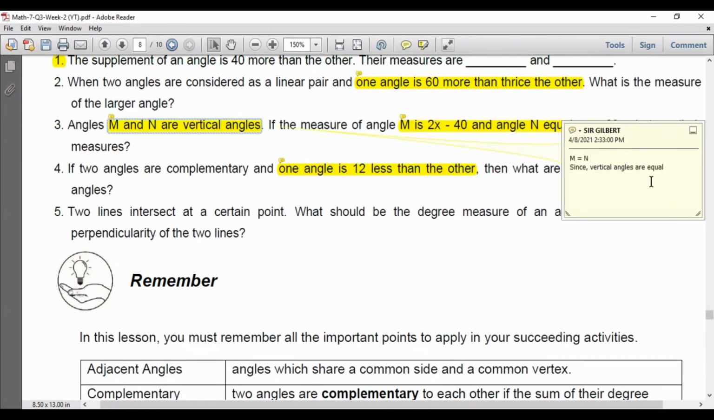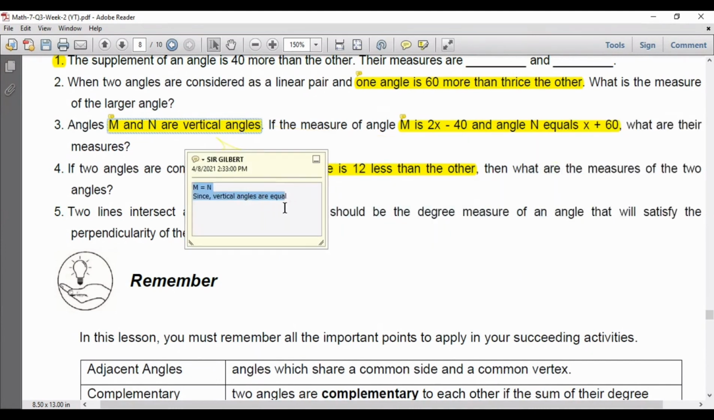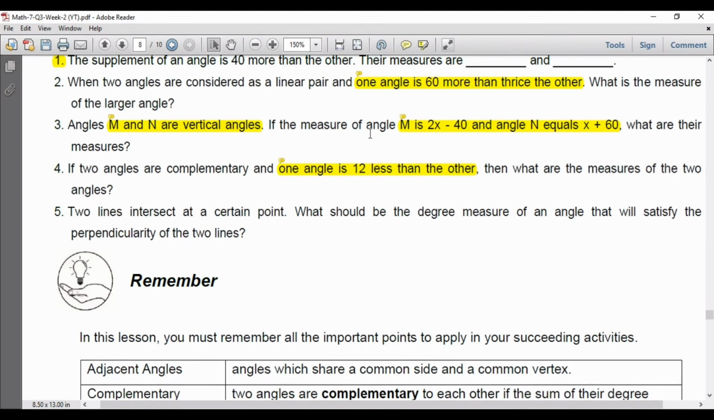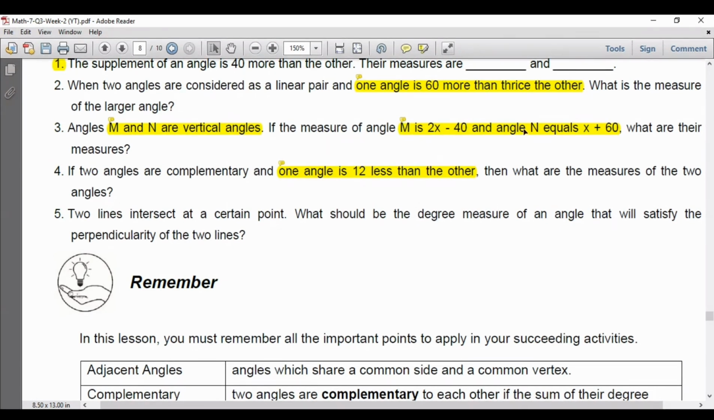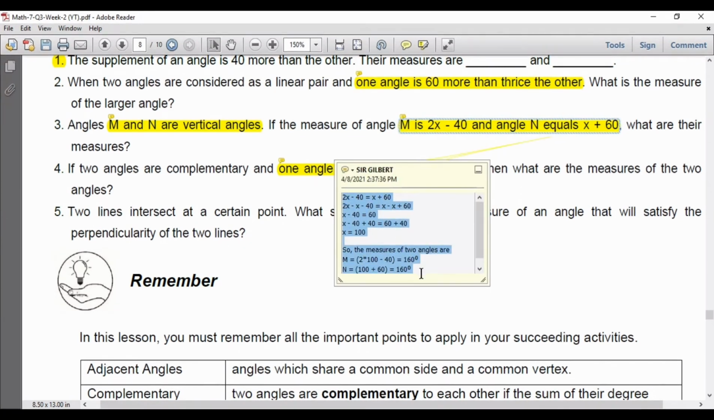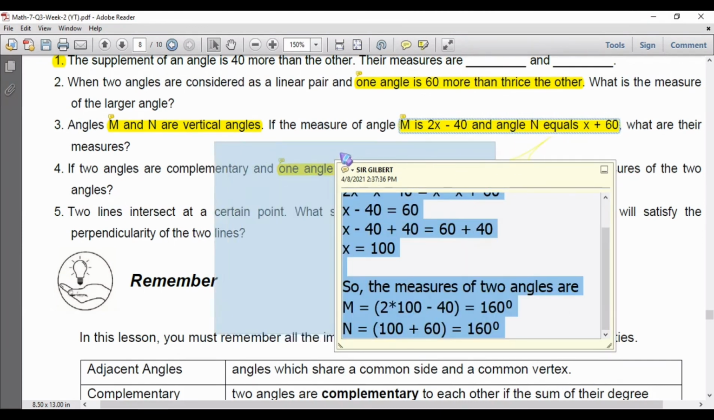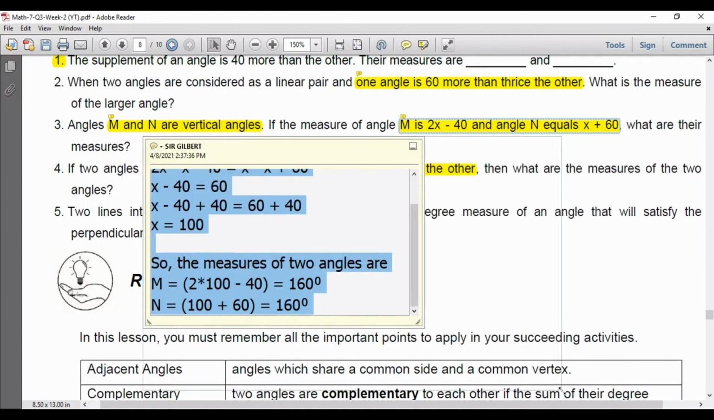Number 3. Angles M and N are vertical angles. If they are vertical angles, they are equal. The measures of M and N are equal since vertical angles are equal. If the measure of angle M is 2x minus 40 and angle N equals x plus 60, what are the measures? Let's enlarge this. So what are their measures?